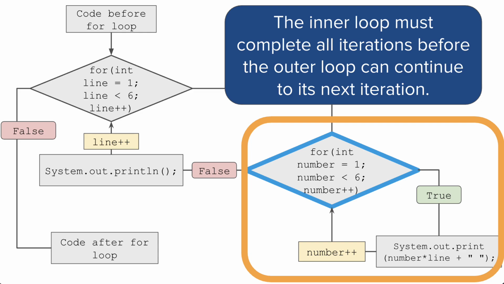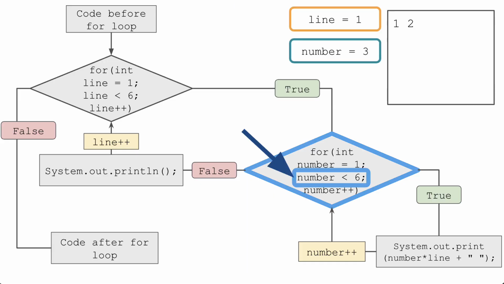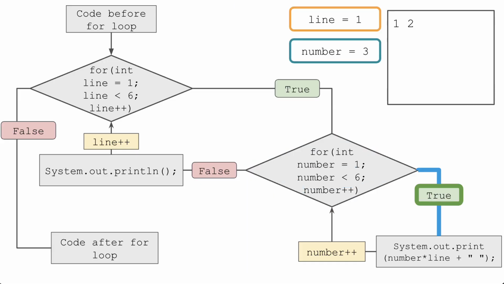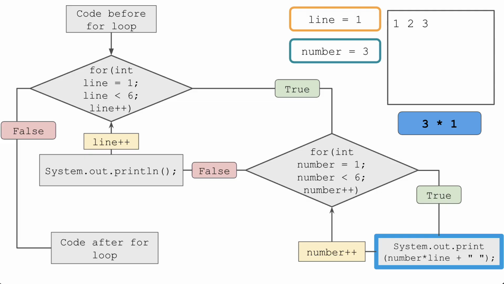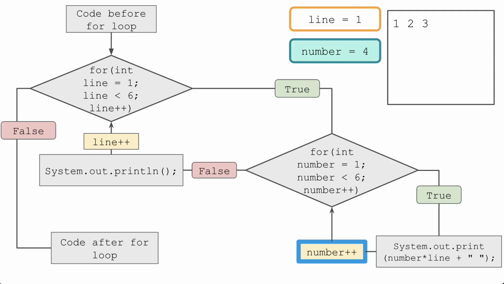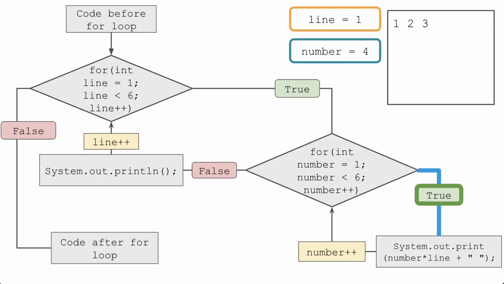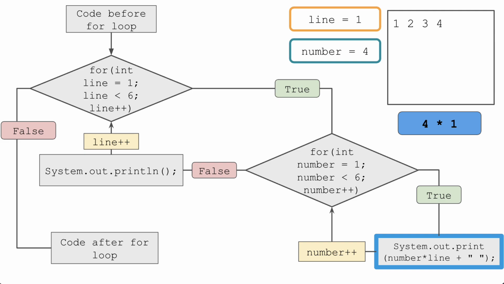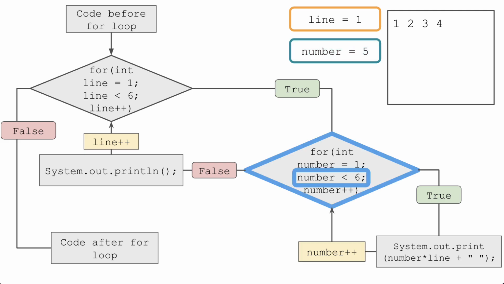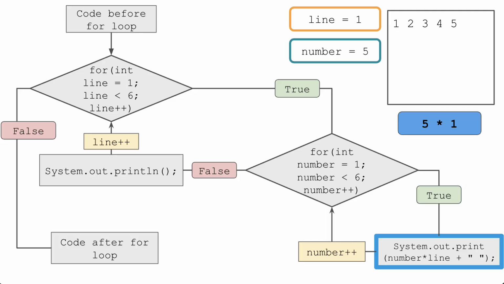A quick pause here. Notice how the program is still in the inner for loop and hasn't been able to go back to the outer loop. This is because the inner loop must complete all of its iterations before the outer loop can continue to its next iteration. The inner Boolean expression evaluates once again and is true because number is still less than 6, so the product of line and number, or 3, is printed to the console. Number increments to 4 and back to the Boolean expression. 4 is less than 6, so you flow to the right and print the product of line and number, which is now 4. Number is incremented to 5, the Boolean expression is still true, so the product of line and number, which is 5, is printed to the console.